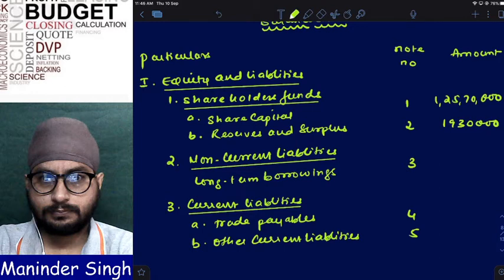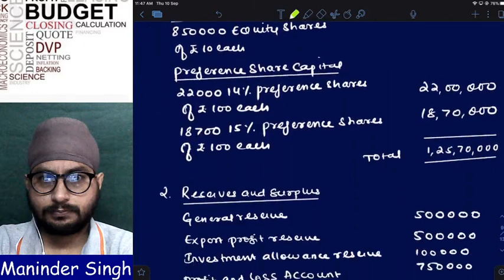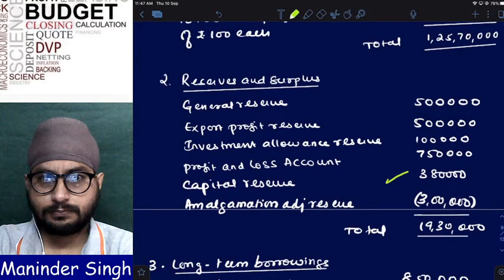Sir, where will we take the capital reserve 3,80,000? I've already taken it, right? Capital reserve 3,80,000. Reserves and surplus only. Where else? I've already taken it, right? 3,80,000. Mahesh, I hope you got it.